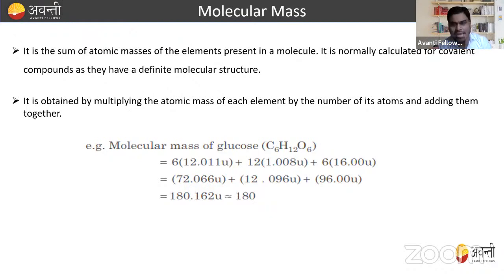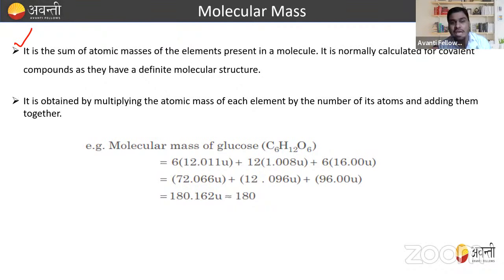So what is molecular mass? As you already know, because you studied all these things in your 11th class. It is the sum of the atomic masses of the elements present in the molecule, and it is normally calculated for covalent compounds as they have a definite molecular structure. This point is very important.